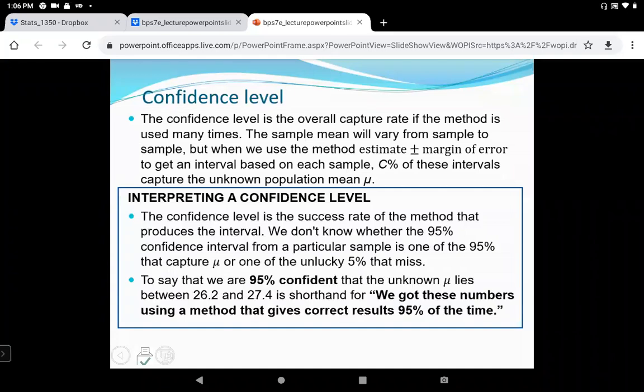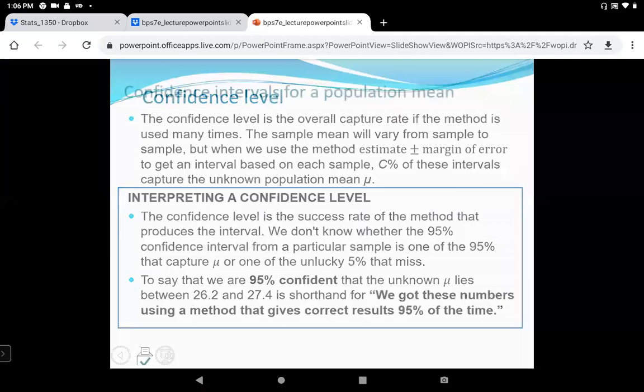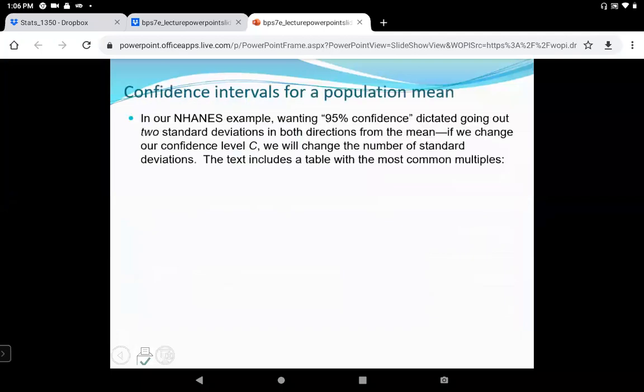To say that we are 95% confident that the unknown mu lies between 26.2 and 27.4 is shorthand for: we got these numbers using a method that gives correct results 95% of the time. Confidence intervals for a population mean. In our NHANES example, wanting 95% confidence dictated going out 2 standard deviations in both directions from the mean.